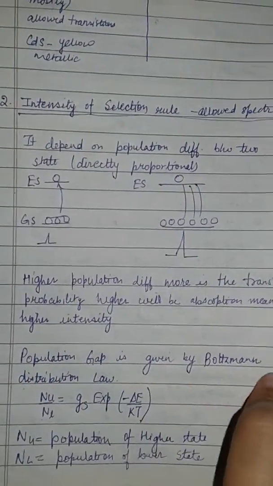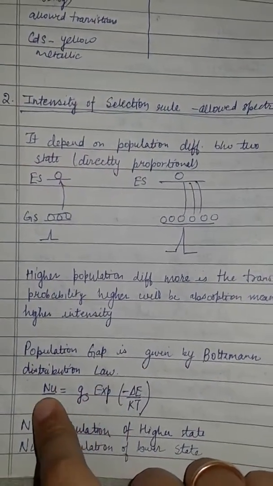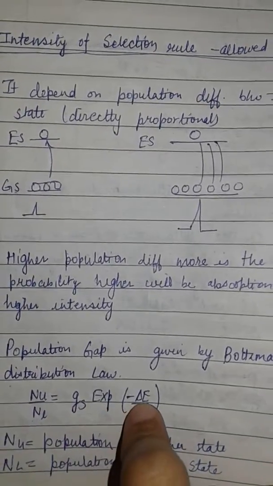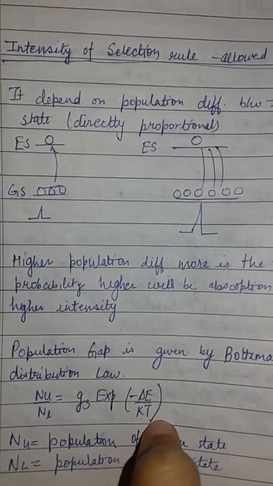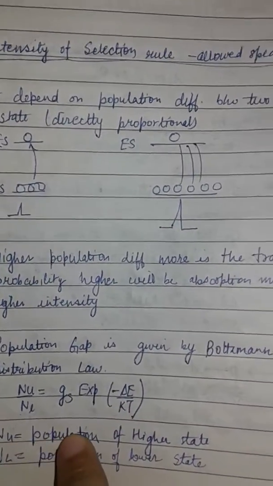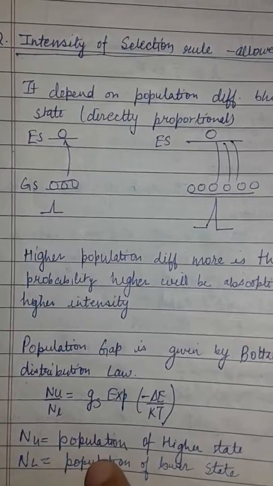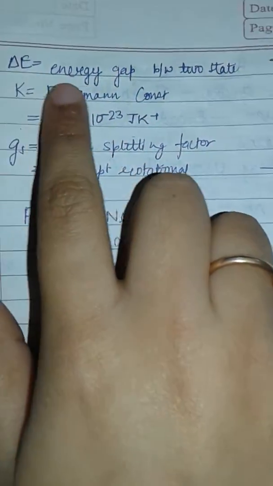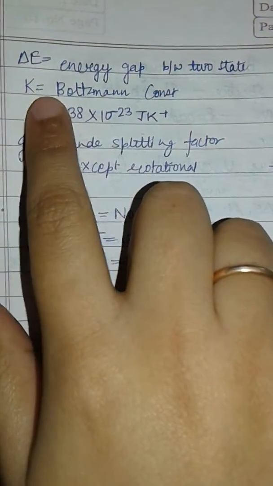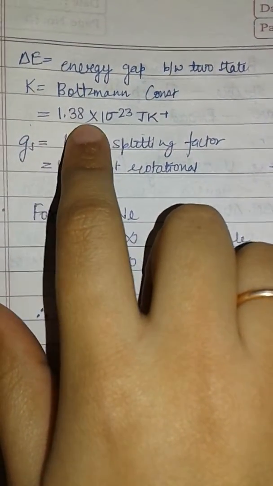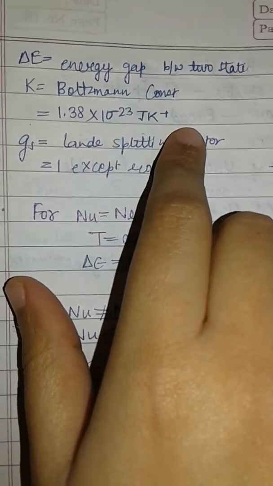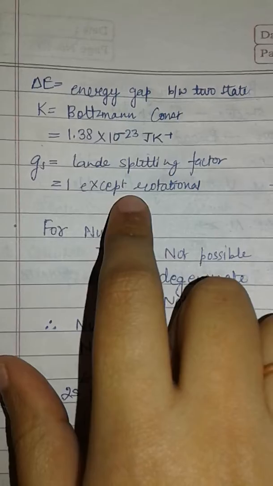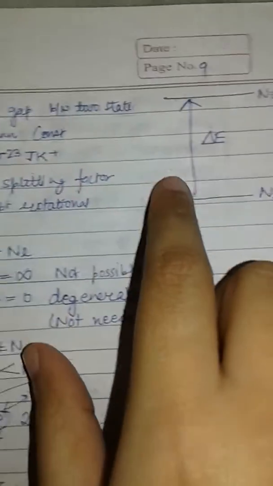Now population gap is given by Boltzmann distribution law, which is Nu upon Nl is equal to Gs exponential minus delta E upon kT, where Nu is population of higher state, Nl is population of lower state, delta E is energy gap between two states, k is Boltzmann constant, which is 1.38 into 10 raised to minus 23 joules per Kelvin. Gs is the degeneracy factor, which is 1 except for rotational.